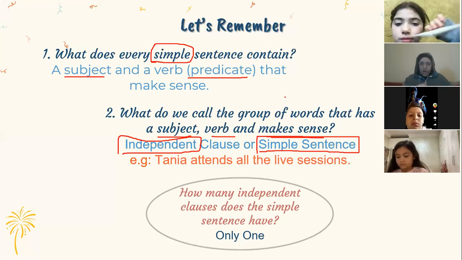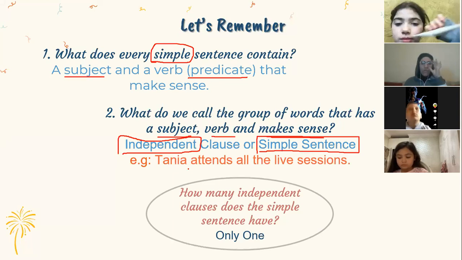For example, you are independent humans. I am an independent girl. Why? Because I do not need help from anyone else. I do not need anything to be added to me to be a complete human. So I am independent. The same for the sentence. When the sentence has one complete subject, one complete predicate, and one complete idea, then it makes an independent clause, or we call it a simple sentence. So it has two names, independent clause or simple sentence.